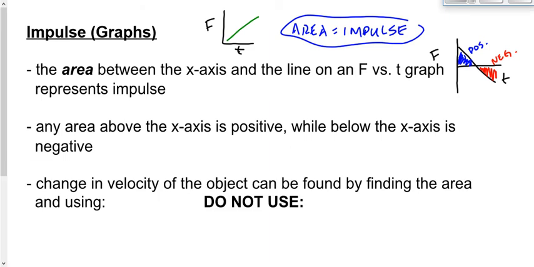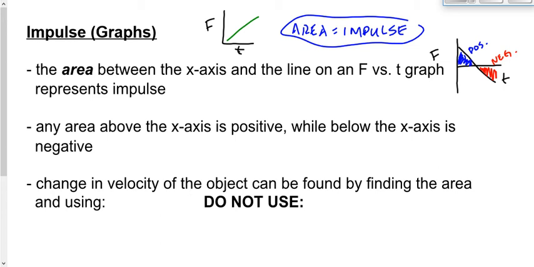Now, there is something else that you sometimes need to do beyond area equals impulse. Not always. Sometimes the question just says, here's the graph, what's the impulse? And you're going to automatically go area equals impulse. But sometimes you need to find a change in velocity or a mass. If that's the case, that's fine. Doesn't matter what you're asked for. You're still going to first get area equals impulse. Always. First thing you're going to do, area equals impulse.